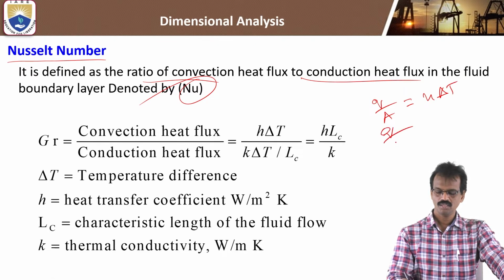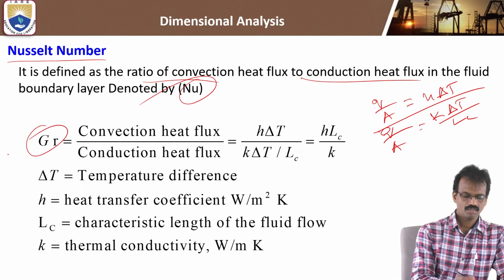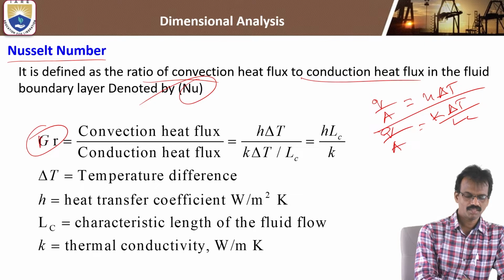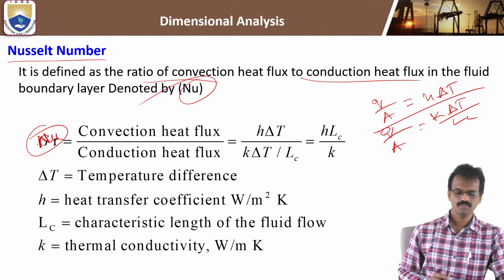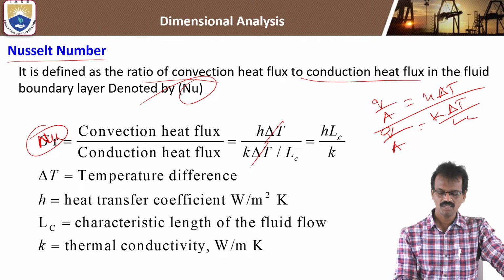Q by A into conduction phenomena. So the value is equal to thermal conductivity into delta T by LC. The ratio of this is called the Nusselt number, Nu. So Nu is equal to, delta T will be cancelled, hLC by k.